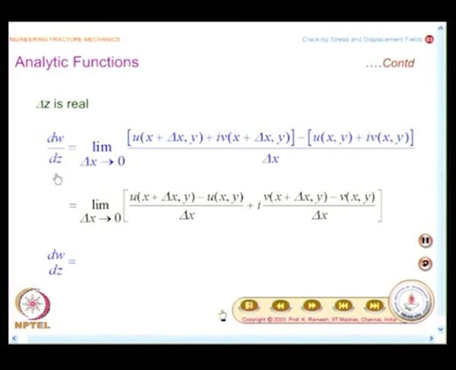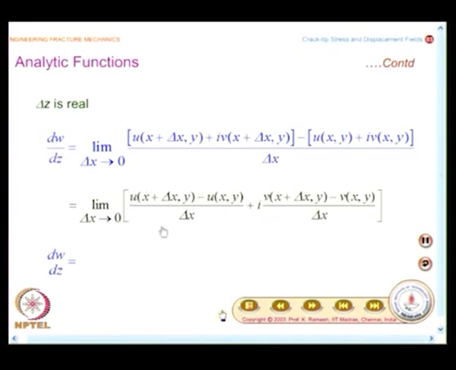And what is dw by dz? It is nothing but, in the limit delta x tends to 0, you have to calculate u of x plus delta x comma y plus i v of x plus delta x comma y minus u of x comma y plus i v of x comma y divided by delta x. And these could be grouped as real and imaginary part, that is the way depicted in the next step.